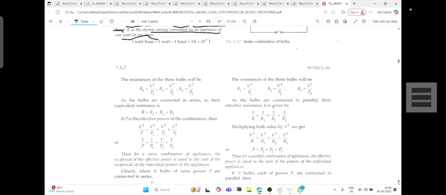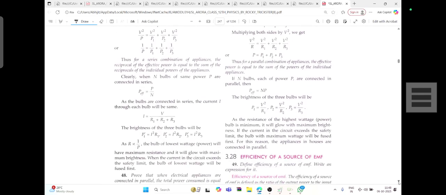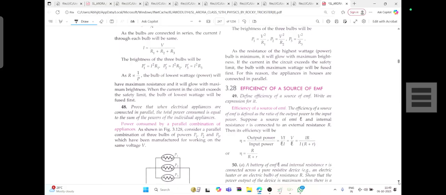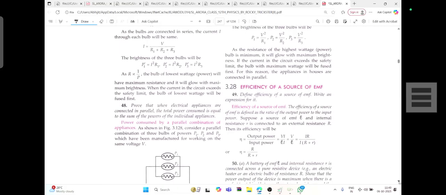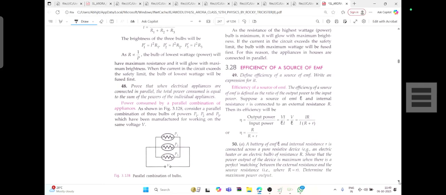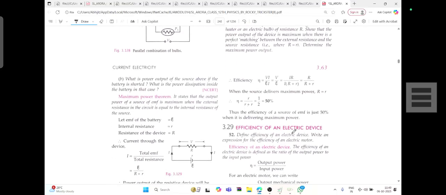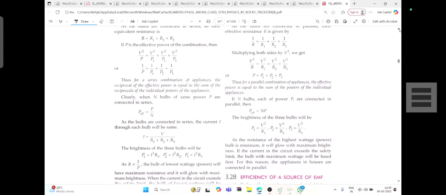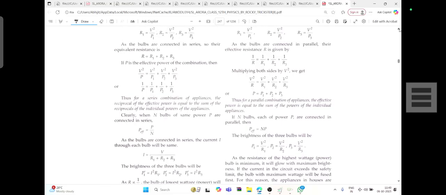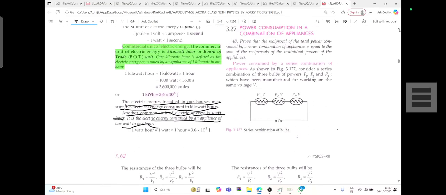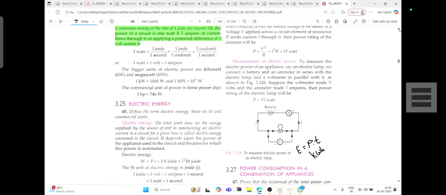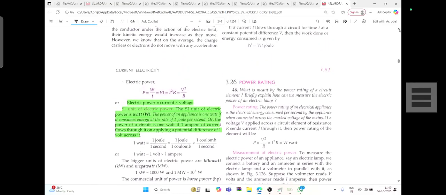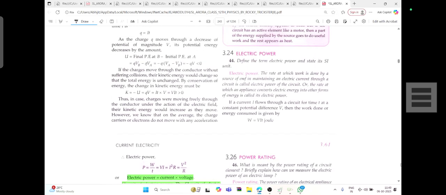Those are the questions. I'll discuss about it after some time, after some days. Those were the important points I have already discussed today. These are the most important formulas: P is equal to V square by R, I square R, V I. These formulas are most important for you.